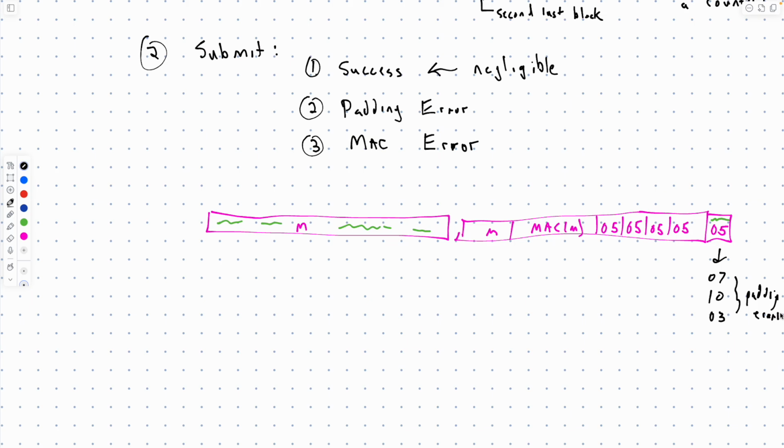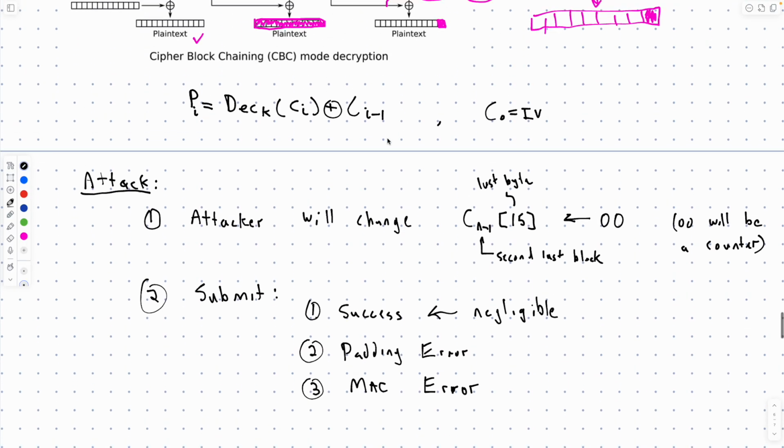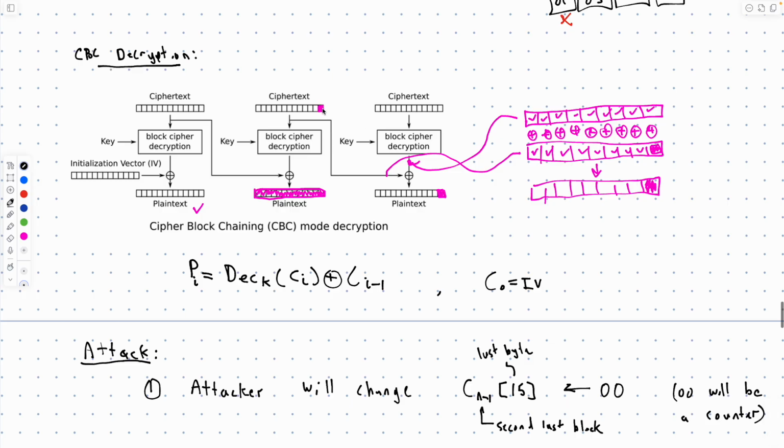What if it happens to stay at a 5? Then the padding is okay. Then what's going to happen though? When I run the MAC, this is all changed, so I'm going to get a MAC error. Will I ever see a 5? Maybe or maybe not. Basically, the only way I get a 5 there is if this is the original. There's no way I can get a 5 here otherwise.